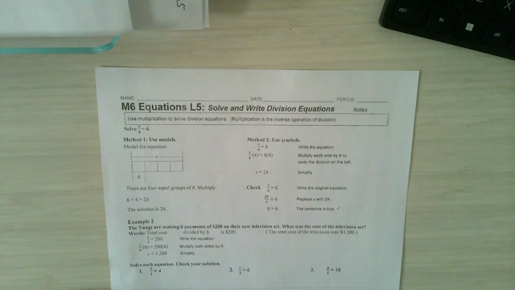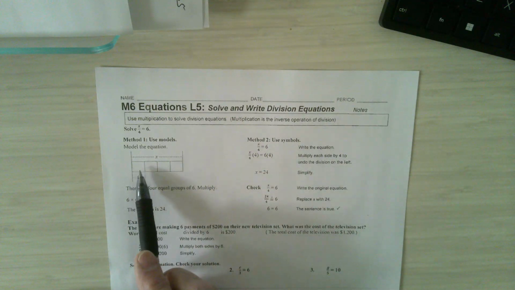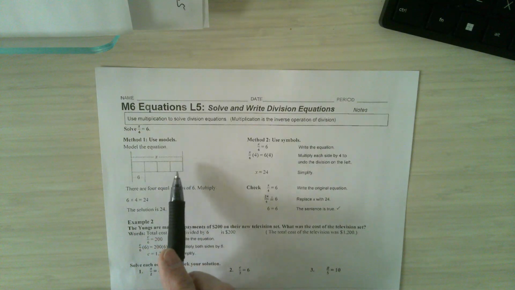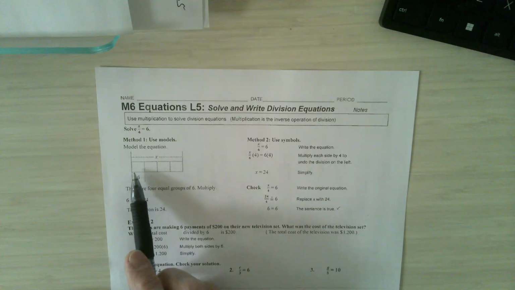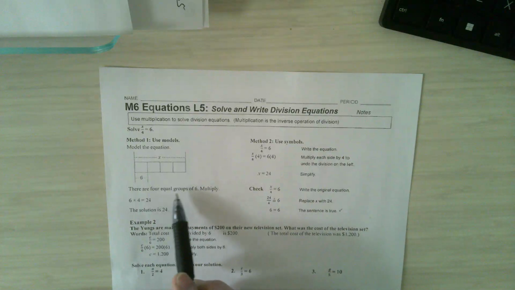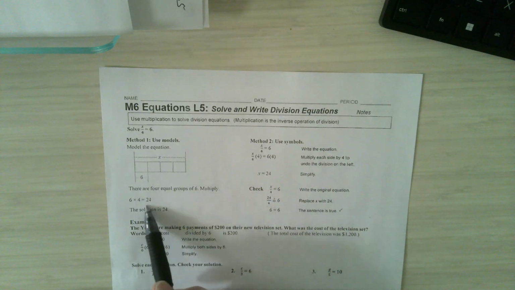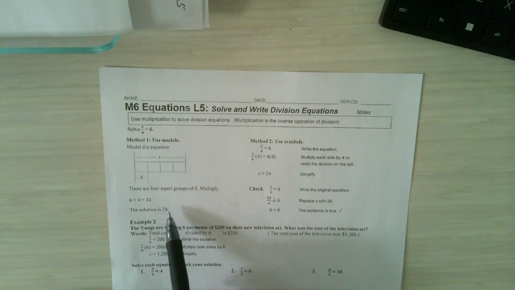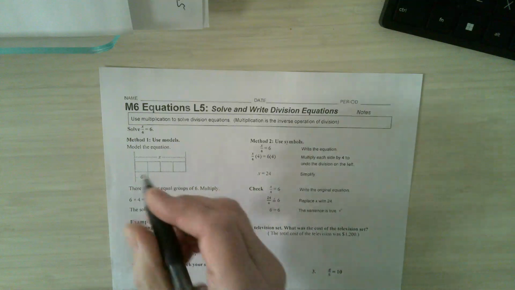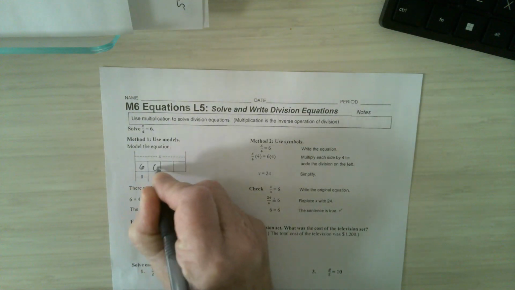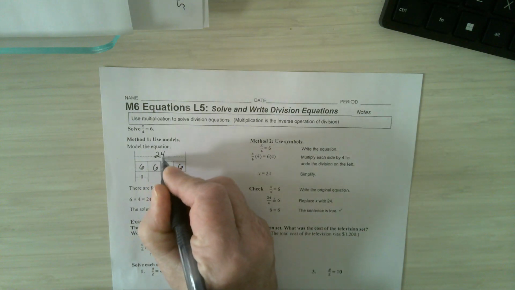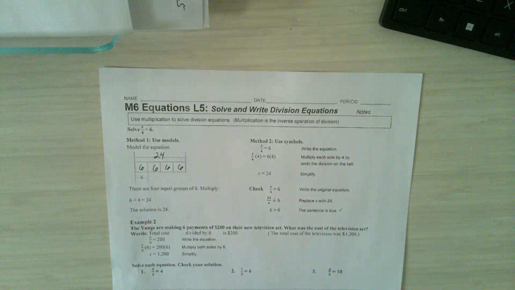Model the equation. Here, this is the length of x. They've cut x up into 4 pieces, and each piece is a 6. There are 4 equal groups of 6. Multiply 6 times 4 equals 24. The solution is 24. So x would be 6 plus 6 plus 6 plus 6, which would equal 24. Now that's the model way.